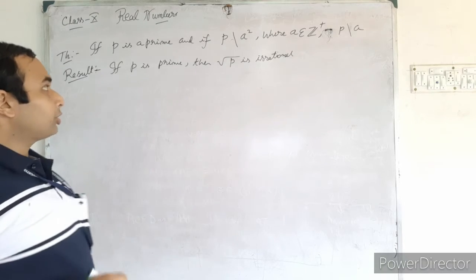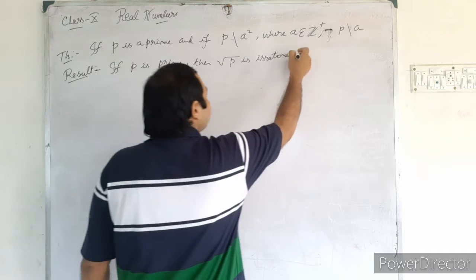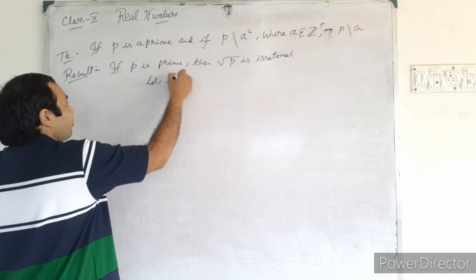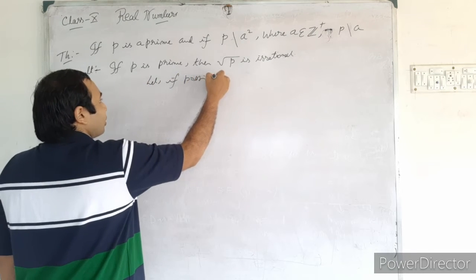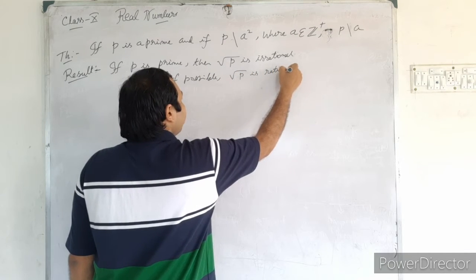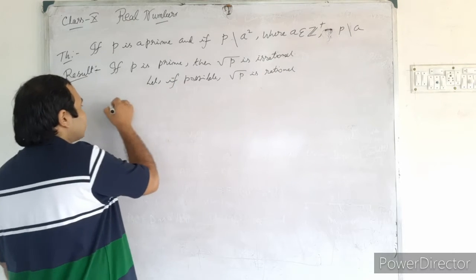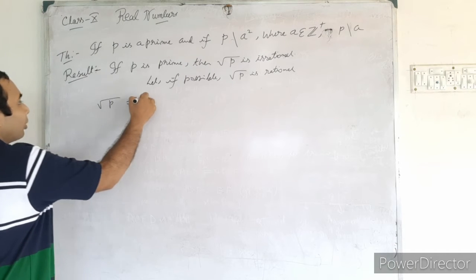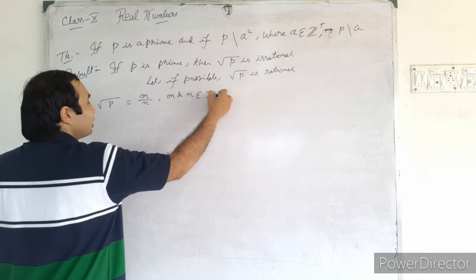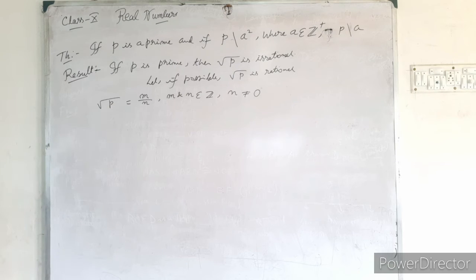First of all, we will prove this by the method of contradiction, which I have told you and you know well. So here, let, if possible, root P be rational. Then obviously it has the form m by n, where m and n are both integers and n is not equal to 0 always. This is the definition of rational numbers, you know from class 9.